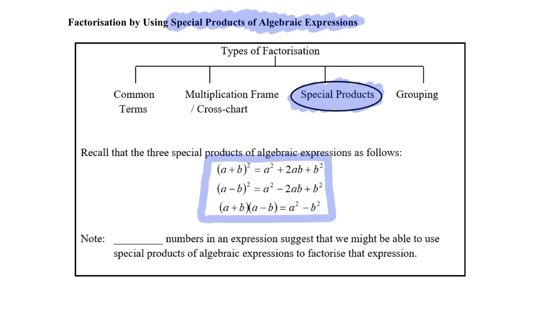Yes, I hope you notice that there are numbers that are square. So square numbers are the hint that we might just be able to use these special products to factorize an expression.